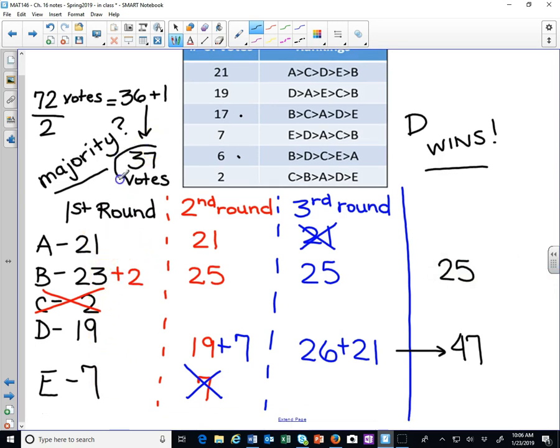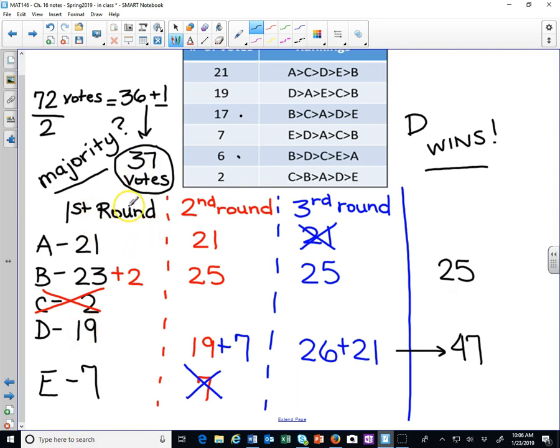So for ours, if we add up all these numbers here, that's going to be our number of votes. And so we get 72 votes total. We divide that by 2, and that gives us 36. And then because the majority has to be more than half, we would add 1 to that number, so we would have more than half, and that gives us 37 votes. So that's kind of the magic number we're looking for in this one.